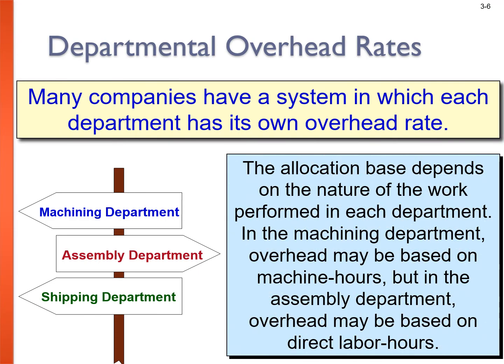So many companies have a system in which each department has its own overhead rate. The machine department has its, the assembly department has theirs, the shipping department. And the allocation base depends on the nature of the work performed in each department. So in the machining department, overhead may be based on machine hours, but in the assembly, it may be based on direct labor hours.